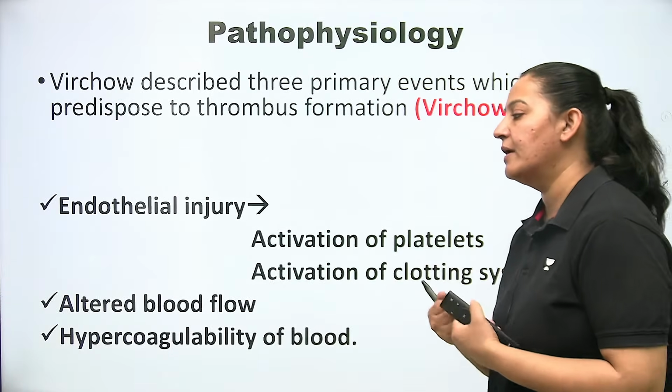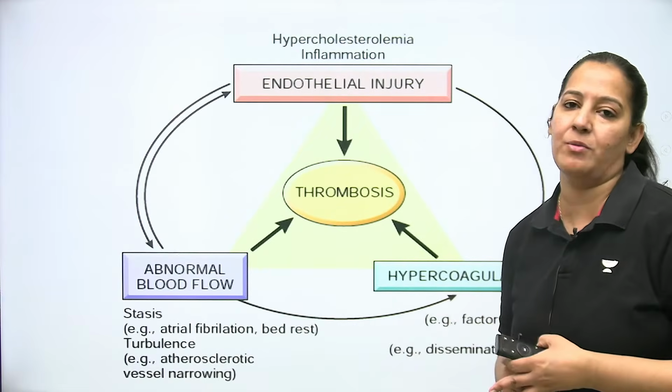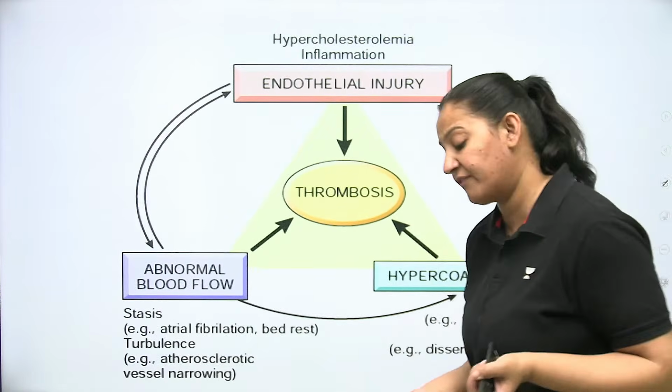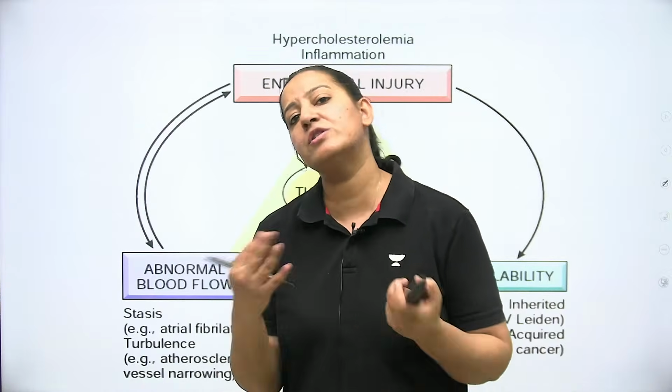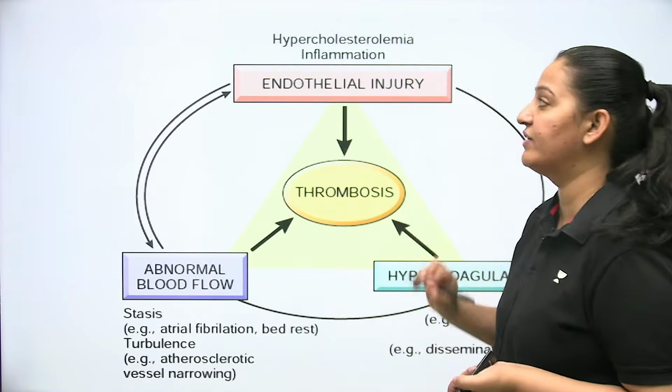So what is the pathophysiology? Now the point here, why does it occur? Without injury, why is it forming? There is no injury now. If it is occurring after injury, it is understandable. But without injury, why is it forming? So there are 3 reasons for that. You have to learn the 3 reasons. It is known as Virchow's triad.